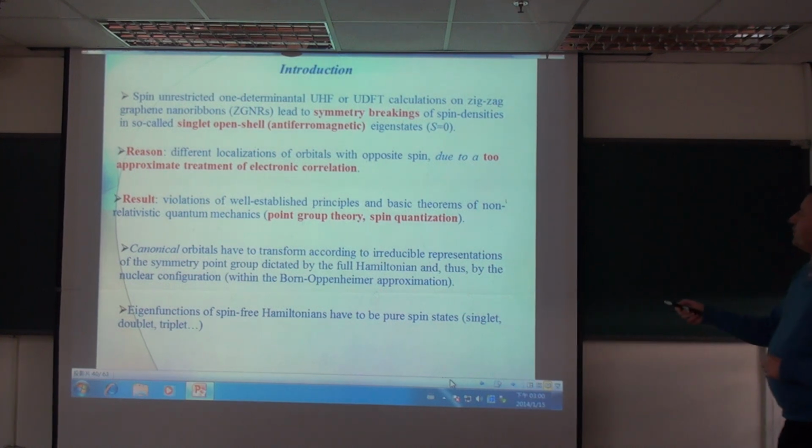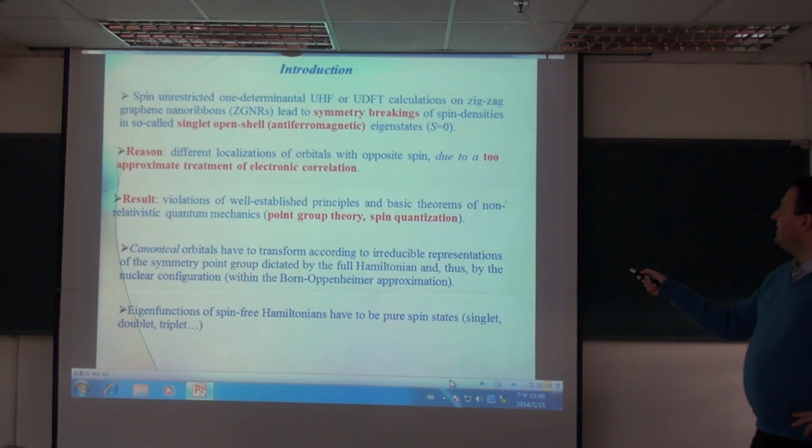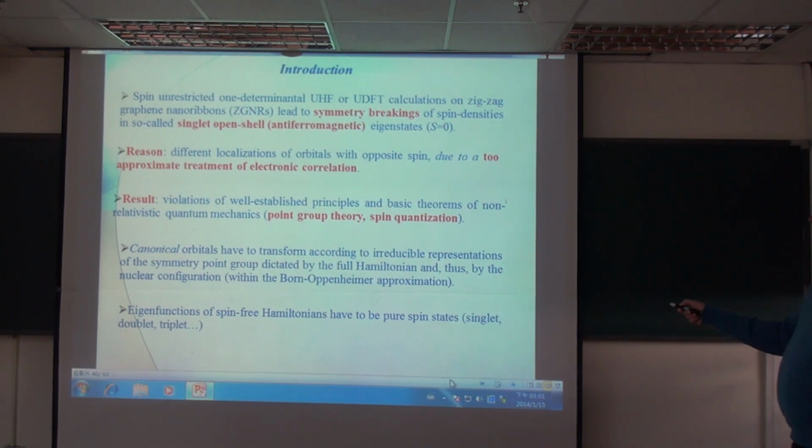So let's recap the situation so far. The spin unrestricted one-determinantal artifact of DFT calculations on zigzag graphene nanoribbons leads to symmetry breaking of spin densities in so-called singlet open shell antiferromagnetic eigenstates, because we have total spin 0. And the reason is that we have different localization of orbitals with opposite spin on the two sides of the graphene nanoribbon, and this is due to too approximate a treatment of electronic correlation. And as I will show, the result is that we violate very well-established principles and basic theorems of non-relativistic quantum mechanics, like point group theory and spin quantization.